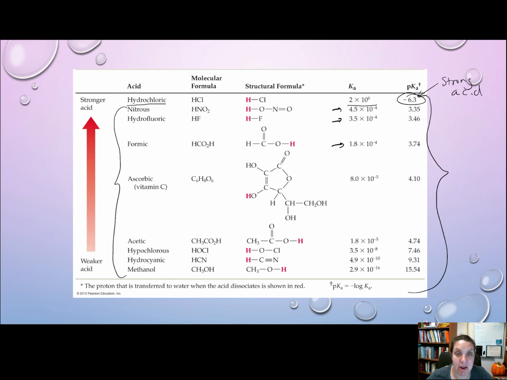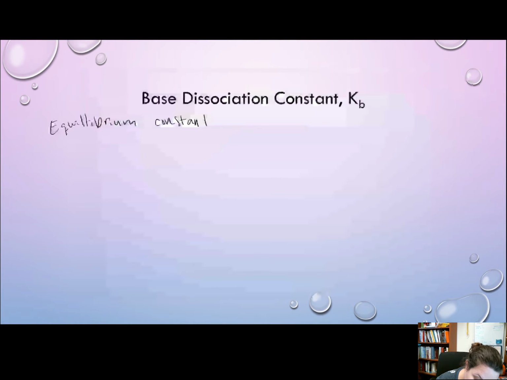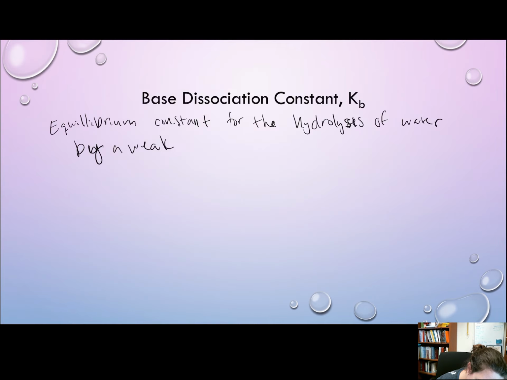Okay, let's look at our base dissociation constant. So Kb is the equilibrium constant for the hydrolysis of water by a base, specifically a weak base. Strong bases do not hydrolyze water.